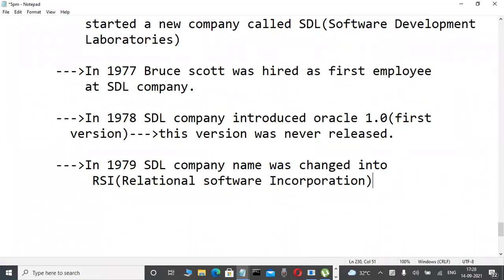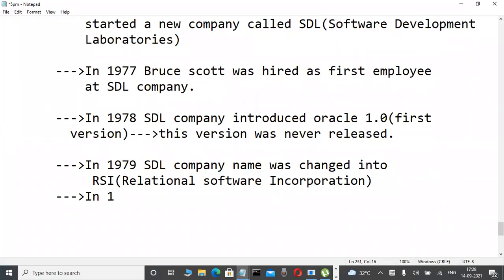In 1979 onwards, the 2.0 version is available. Everyone knows this from yesterday. I'm telling you, in 1982 only, this RSI name was changed into Oracle Corporation. Write it. That is also to be written.